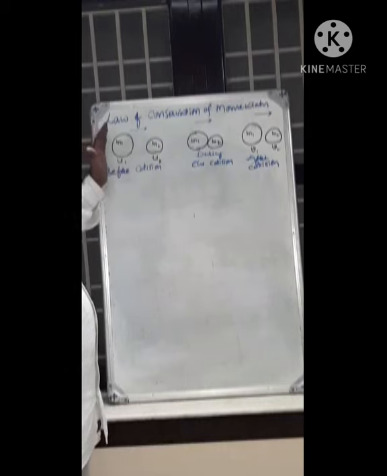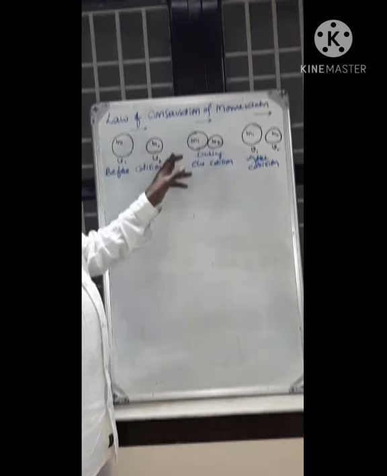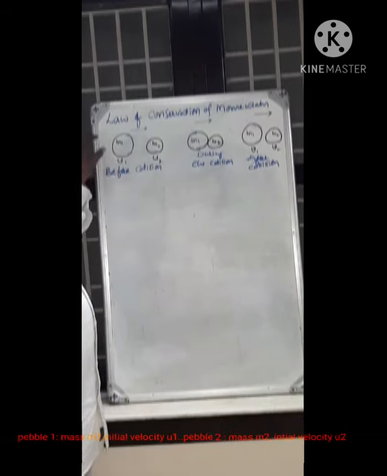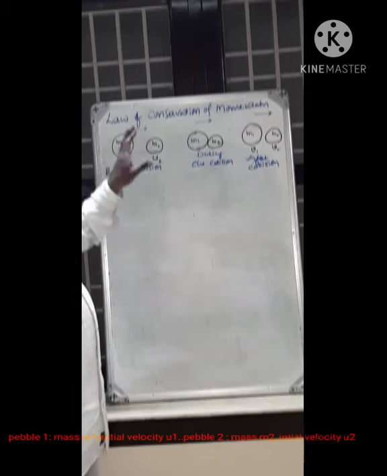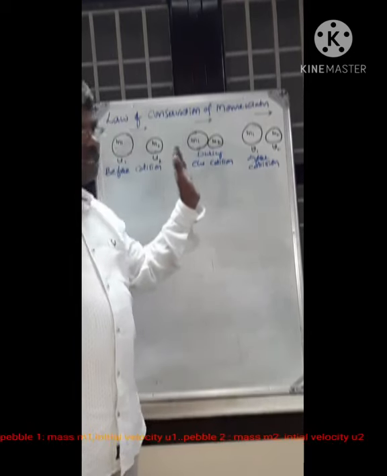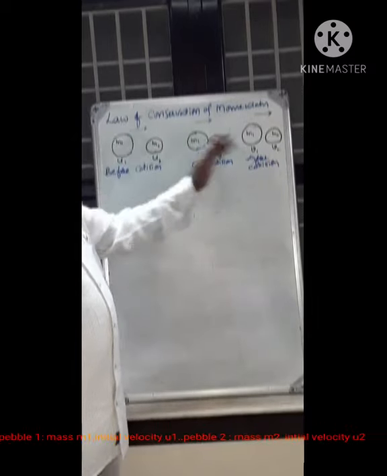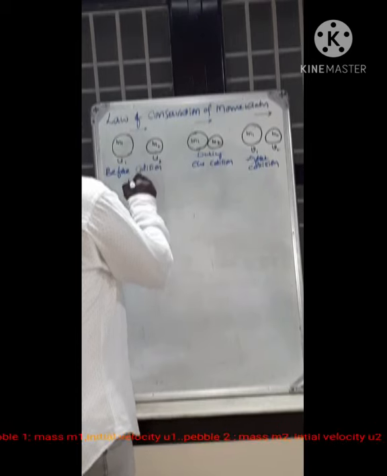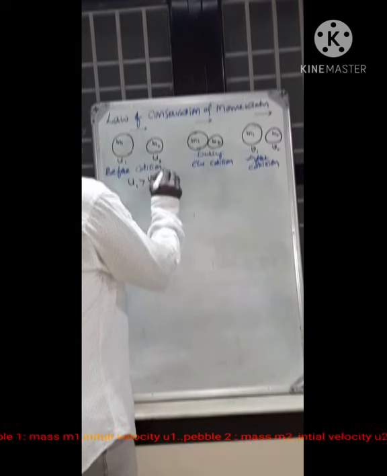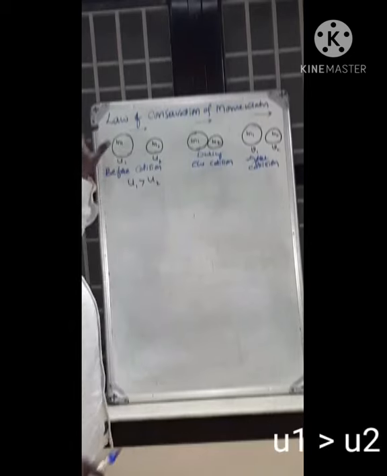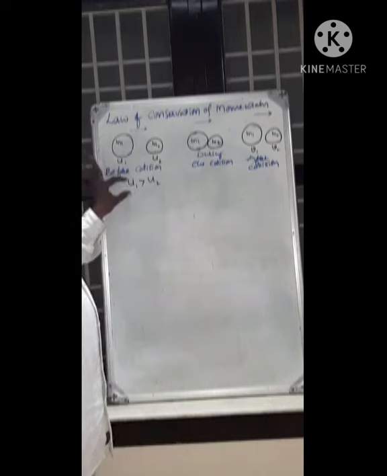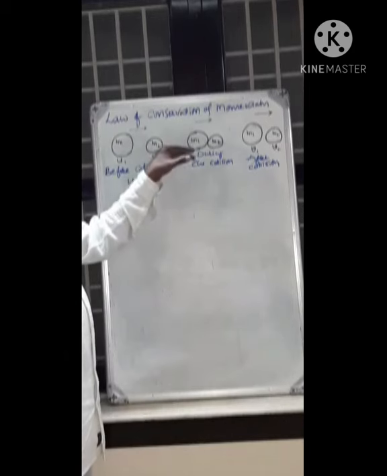Now let us consider the situation. Here, they were in motion with the initial velocities u1 and u2 respectively. That is, the mass m1 with u1 and the mass m2 with u2 are moving in a rectilinear path like this. Let us suppose u1 is greater than u2. So that means the mass m1 is moving with a higher velocity than the object m2.